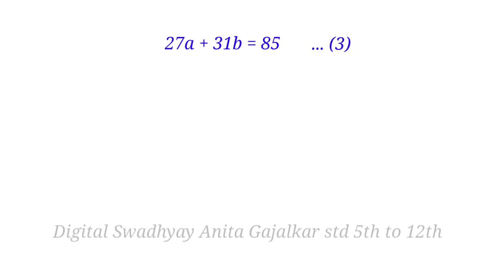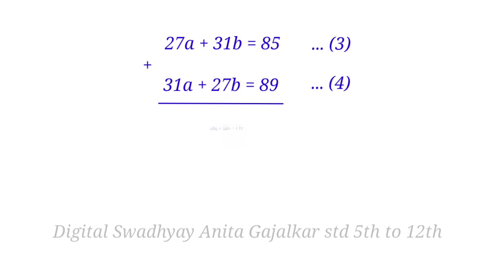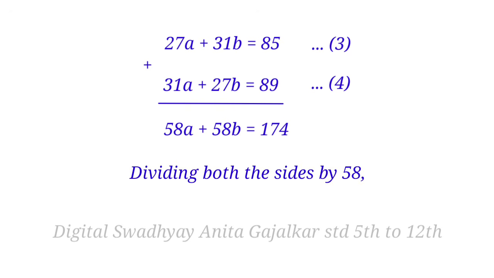27a plus 31b equal to 85. 31a plus 27b equal to 89. Adding, 58a plus 58b equal to 174. Dividing both the sides by 58, we get a plus b equal to 3, equation number 5.